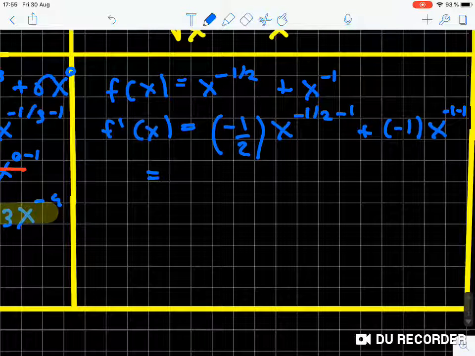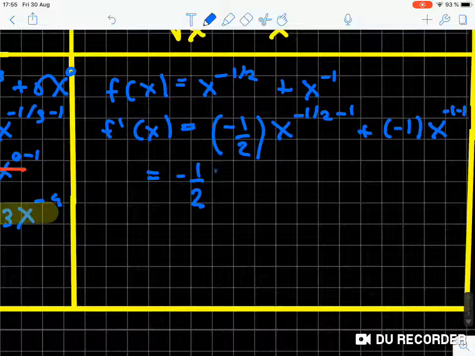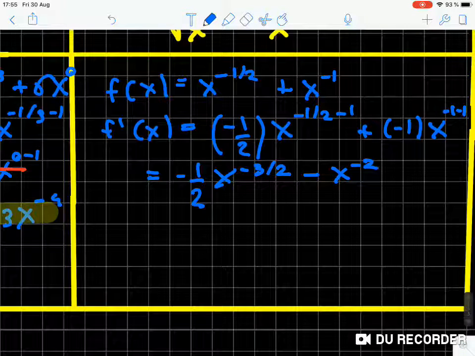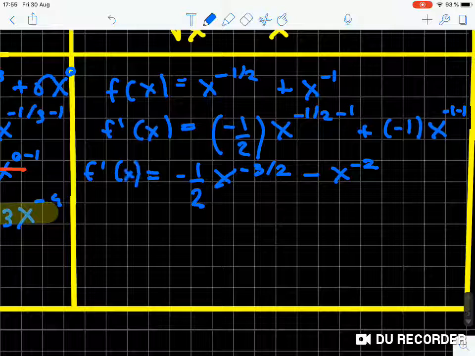Okay, so this is equal to minus 1/2 of x to the power of minus 3/2 minus x to the minus 2. So that's that.